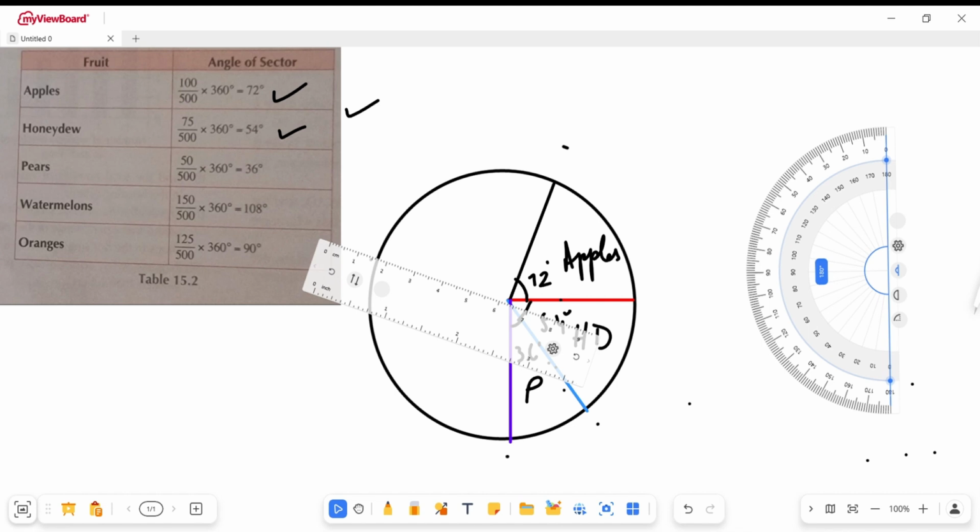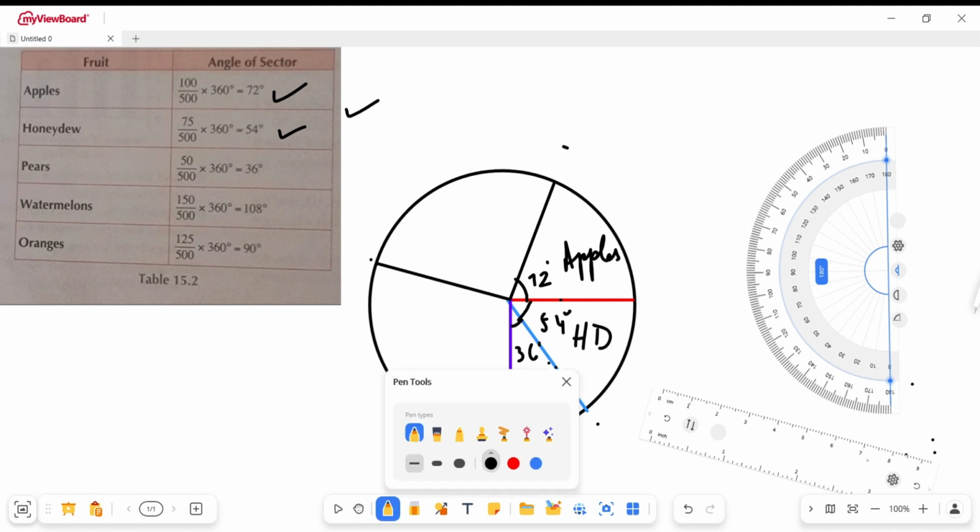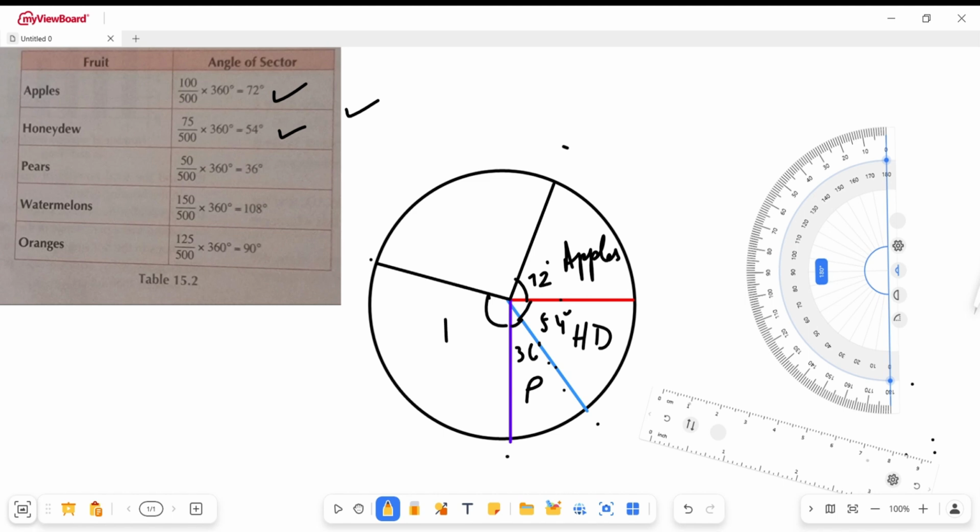Make sure that the scale is placed at the center of the circle. Now join it. This sector is for watermelon, so here watermelon is 108 degree. I write down watermelon as WN.